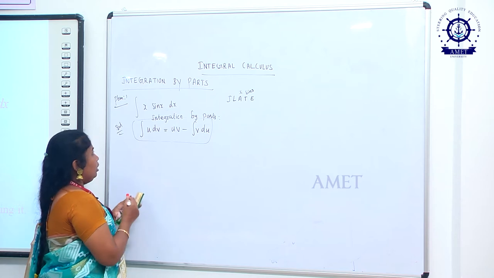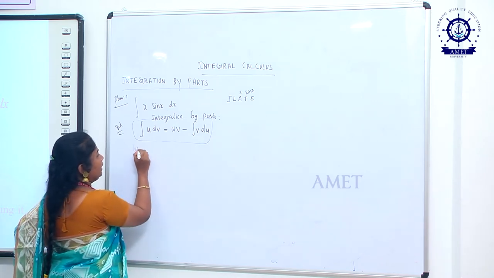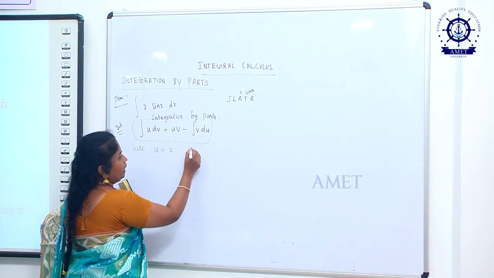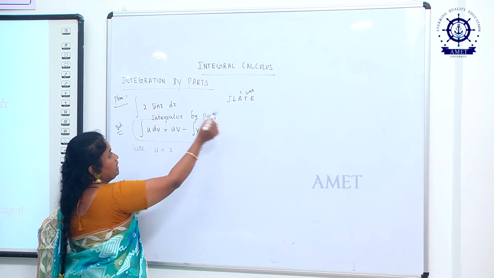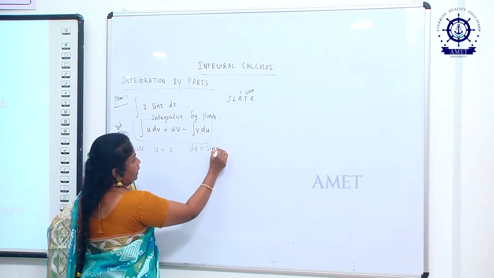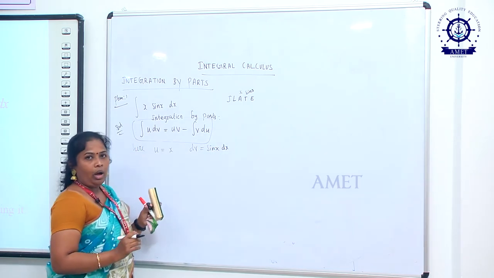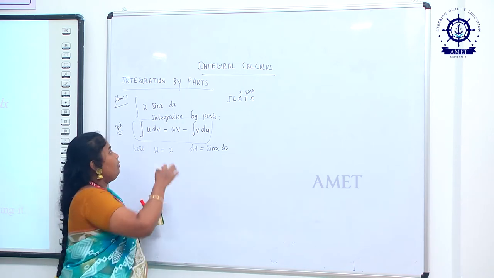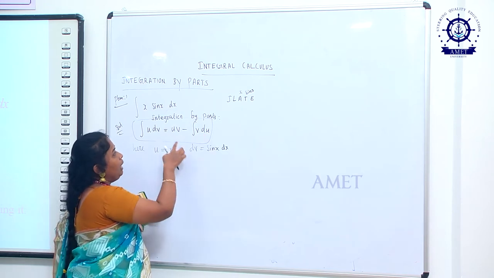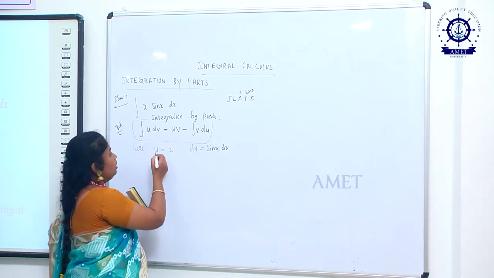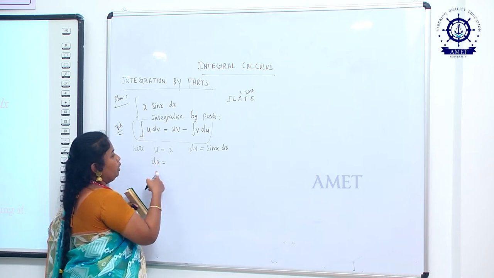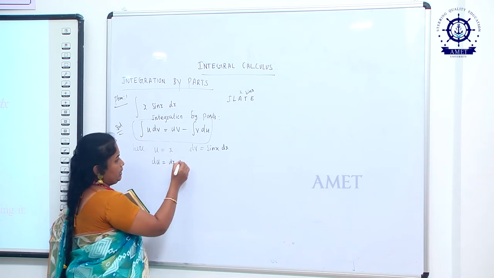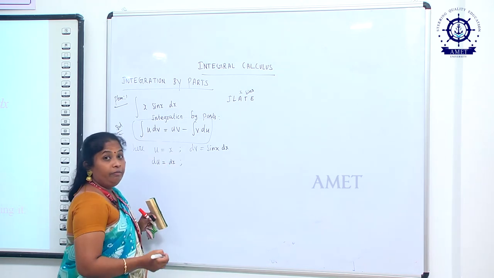So you write here what is u? u is x. What is dv? The second one, sin x dx. Okay, now I can select u and dv. Next, for the formula's purpose, we want du as well as v. So find du. du means the differentiation of x, which is 1 into dx.